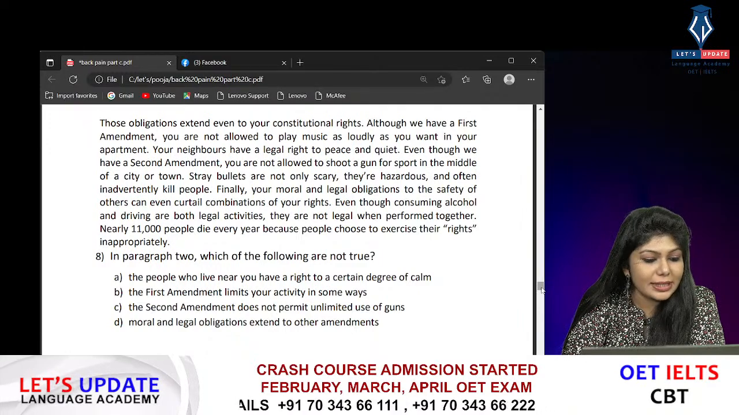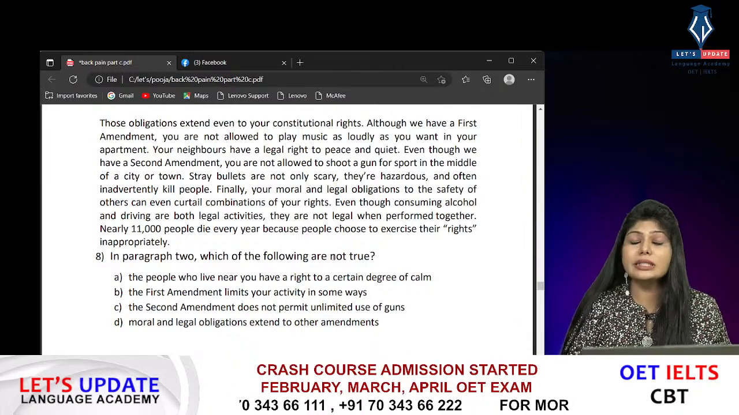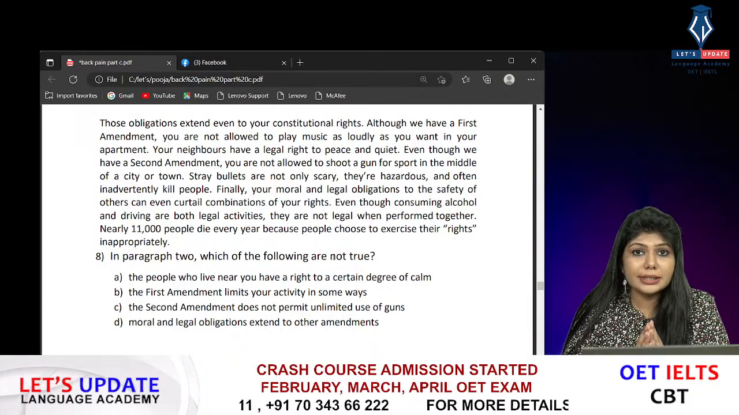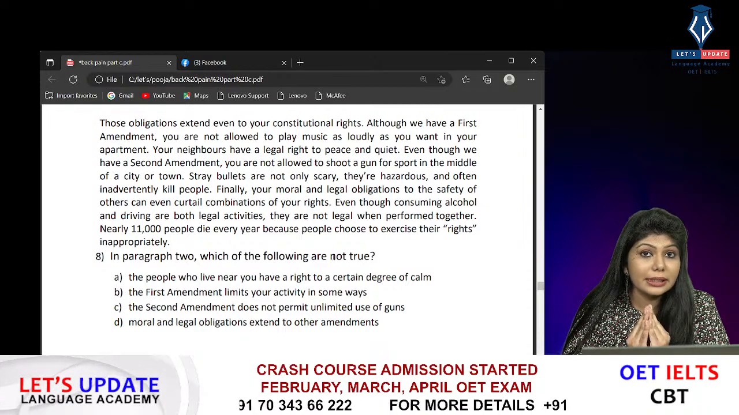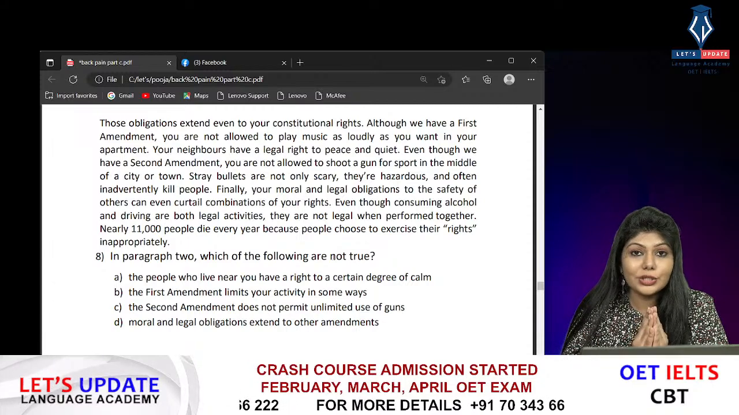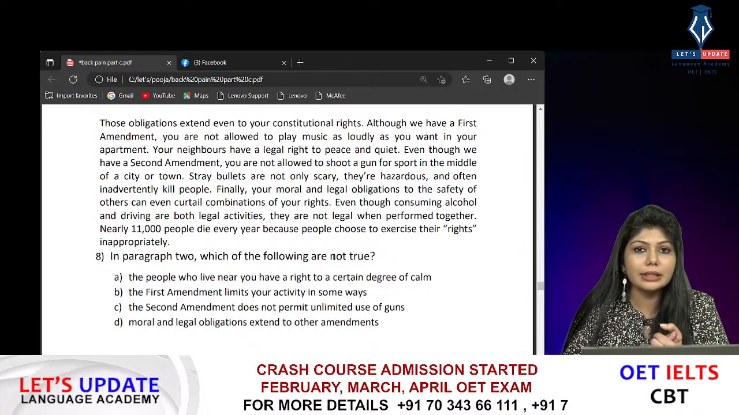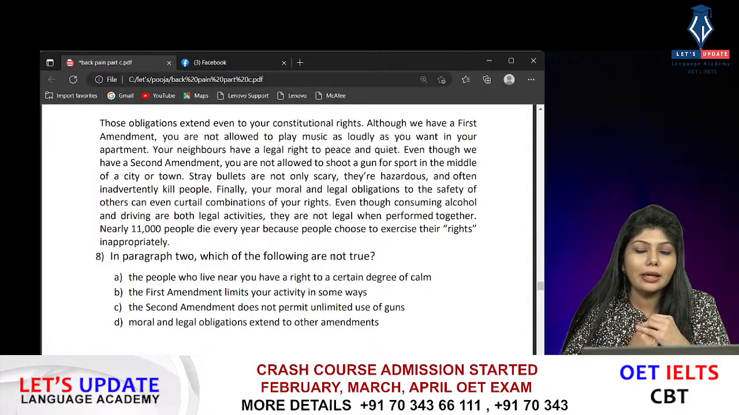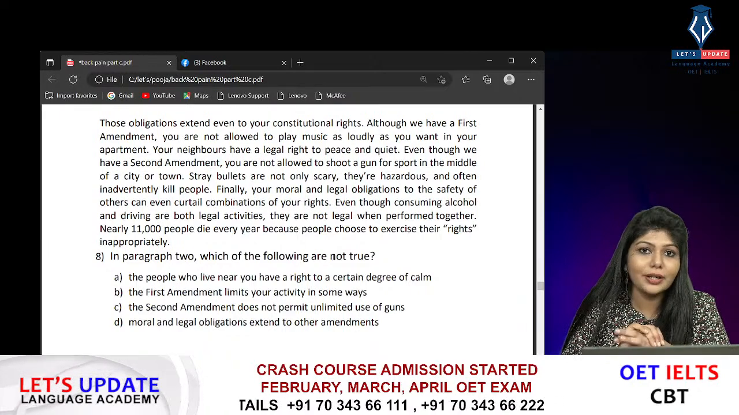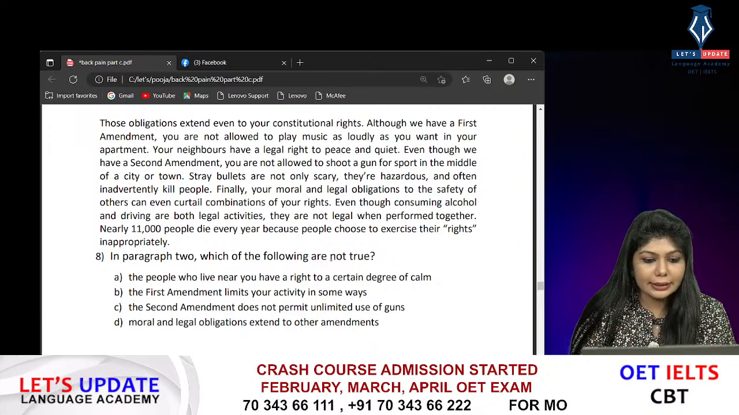So the question is, in paragraph 2, which of the following are not true? Whenever you see something like not true, false, incorrect, not mentioned, etc., you have to pay a lot of attention to that part and underline or highlight it, even for the exam. After reading, you should not come up with an answer of what is mentioned in the text, because what you need to find out is what is not mentioned or not true. So let's highlight this part.